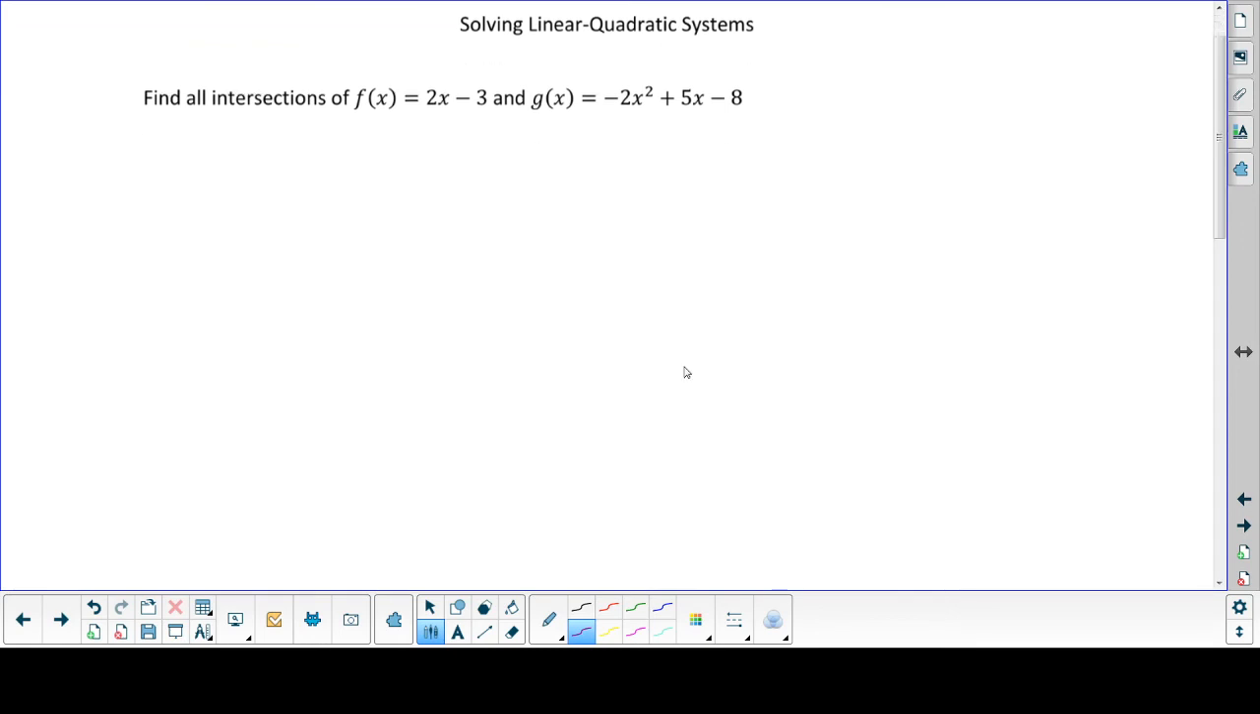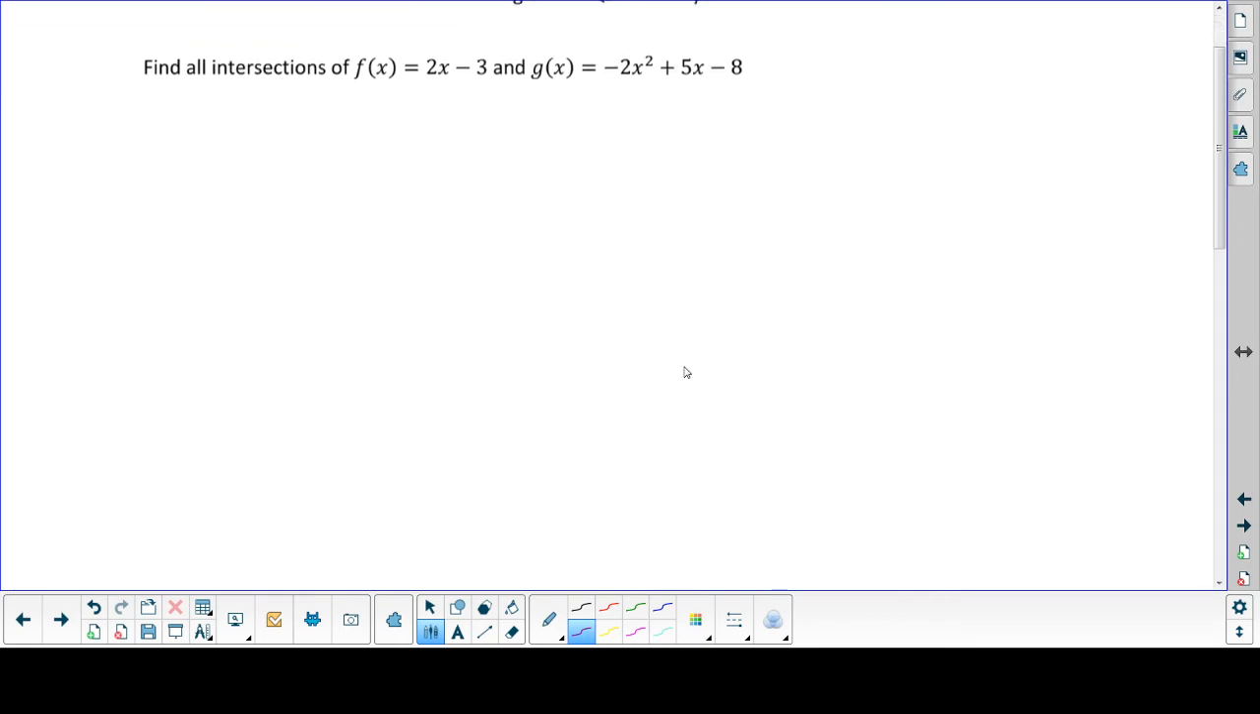All right. So we want to find the intersections of these 2 functions. This time we're using function notation. It doesn't really change anything. So f of x is equal to 2x minus 3, and g of x equals -2x squared plus 5x minus 8. So notice that it's quadratic. It's got an x squared in it. This is a line.